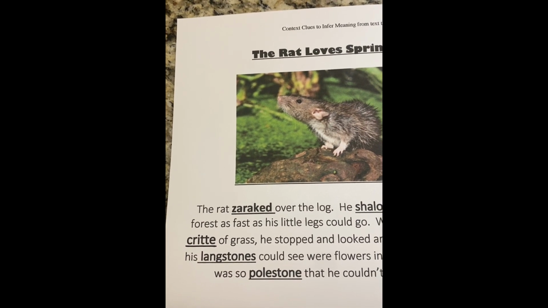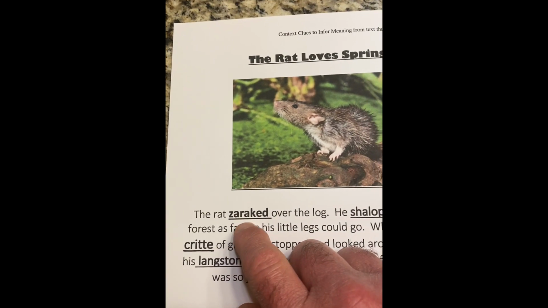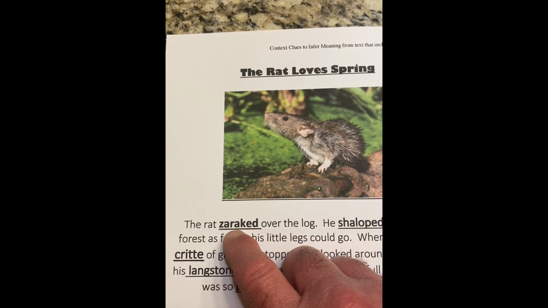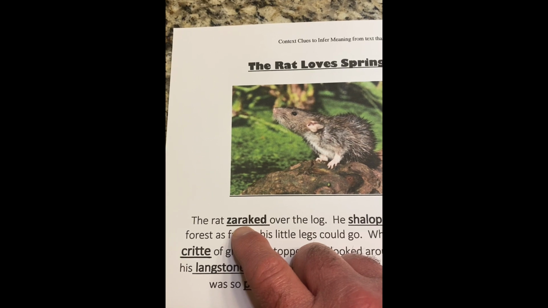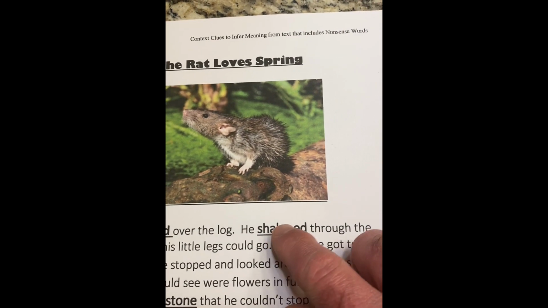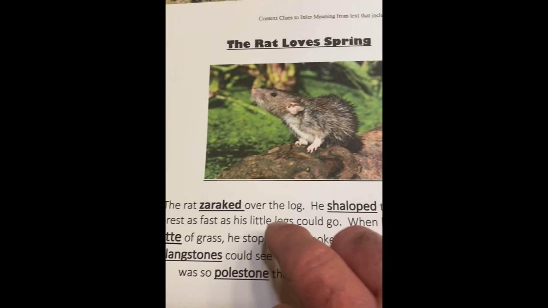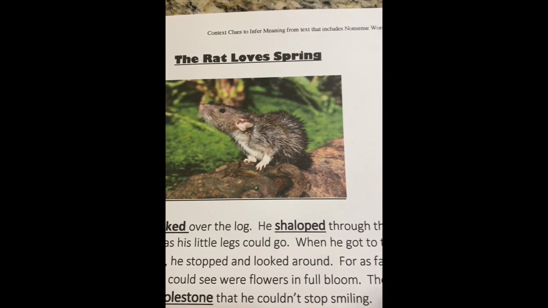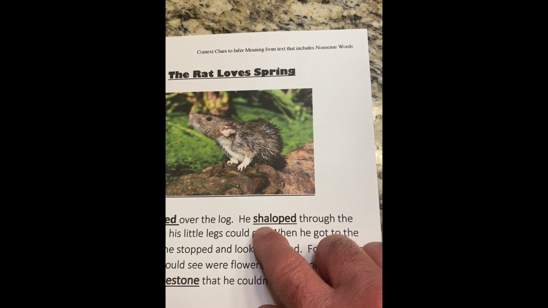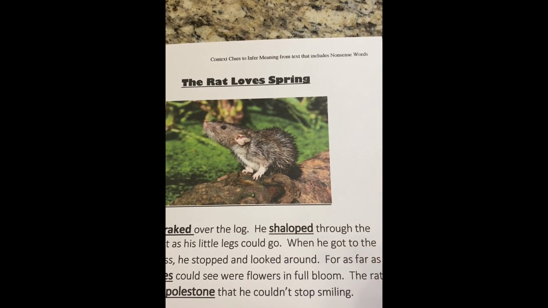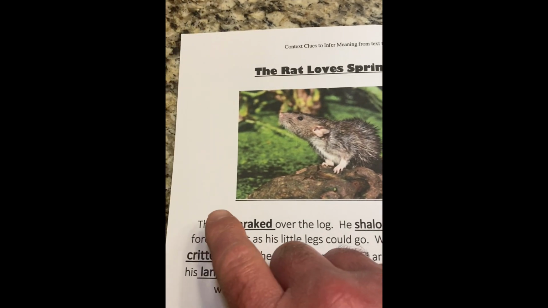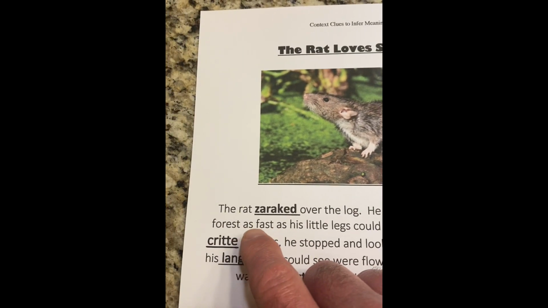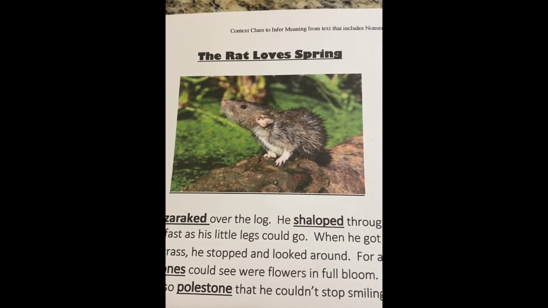I wonder what he could do over the log. What's a word that we could substitute in place of zerraked? Think about that. We have another word, shaloped. He shaloped through the forest as fast as his little legs could go. I wonder what we could substitute or put in the place of shaloped. So he zerraked over the log and he shaloped through the forest as fast as his little legs could go.